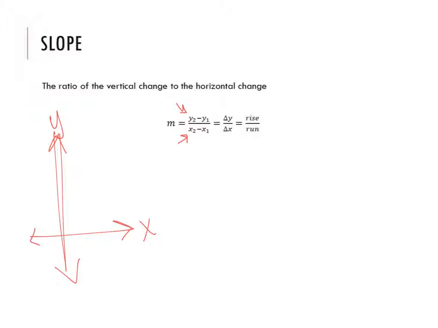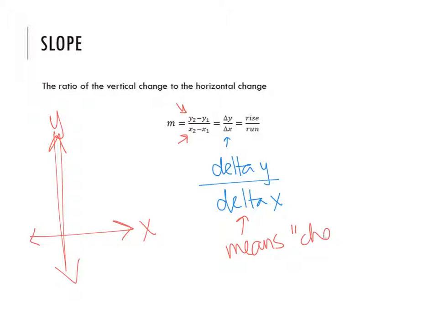The second thing I have written here, these are read delta, delta x, so it would be delta y over delta x, and delta means change in. So you can read it delta y, or you can read it change in y. And lastly but not least, remember that it is the rise over the run. Sometimes that very basic definition, rise over the run, helps us to solve the problem.